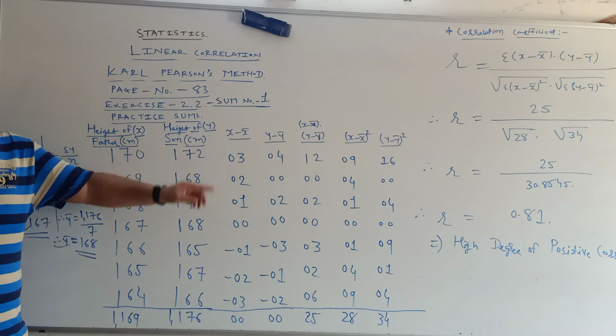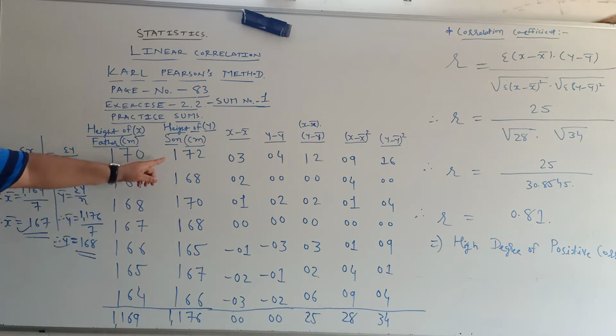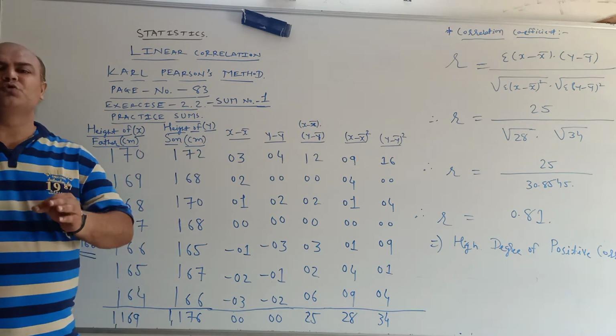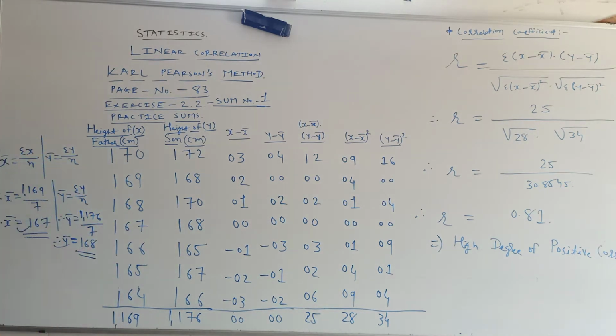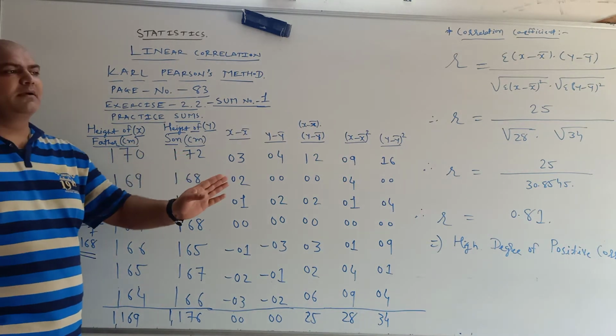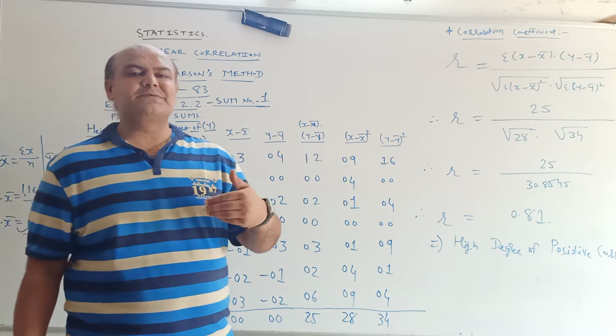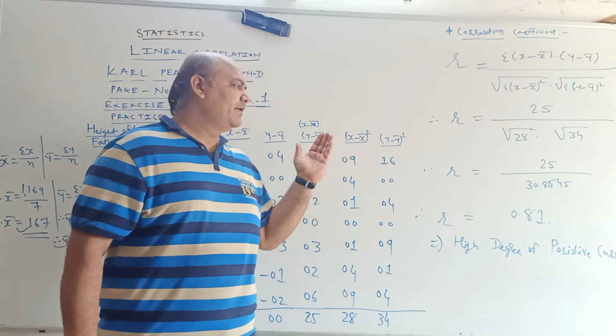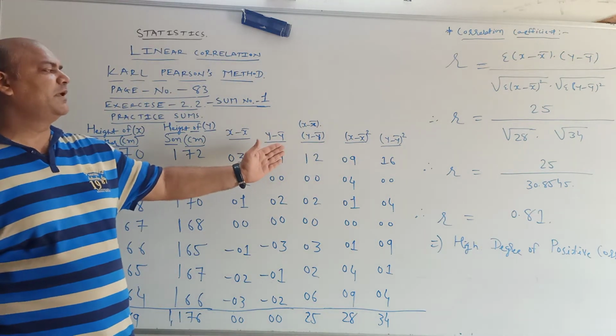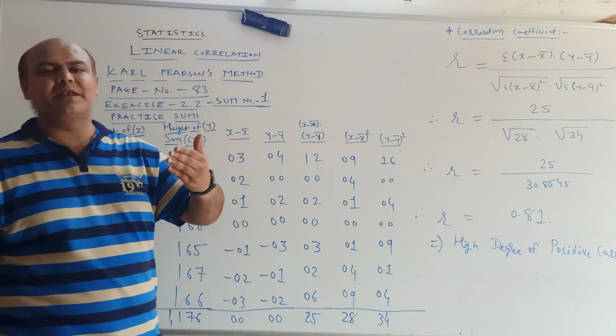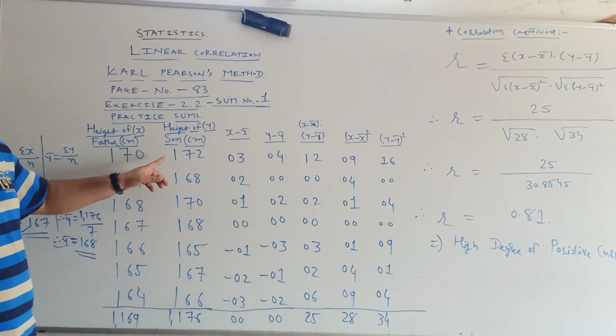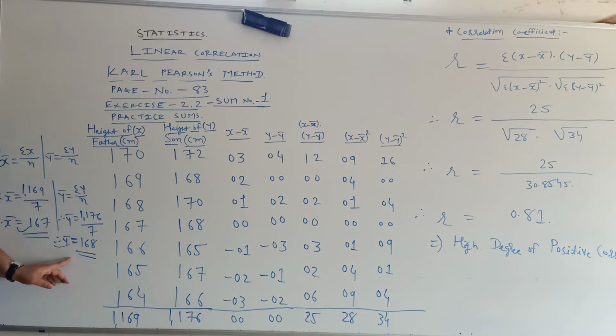After that, y minus y bar. From all the values of y, we have to subtract y bar. In x minus x bar, from all the values of x, we subtract x bar. In y minus y bar, from all the values of y, we have to subtract the value of y bar. Here it is, 172 minus 168, that is 4.